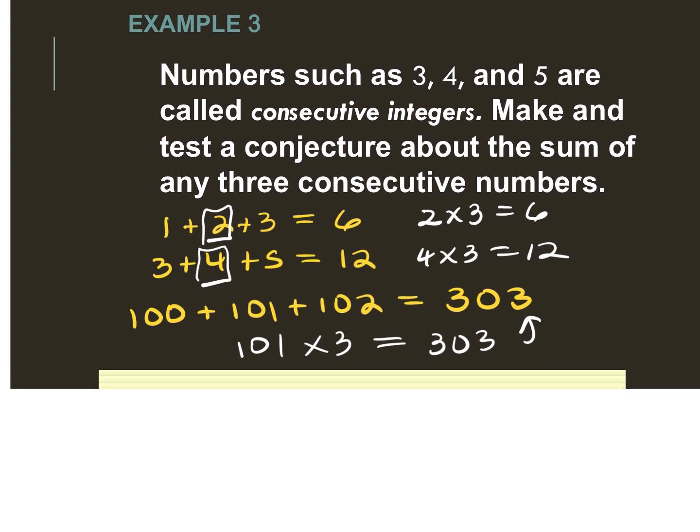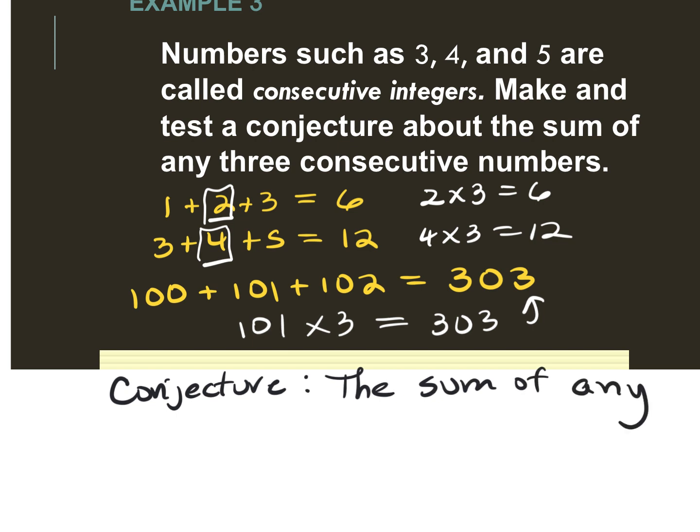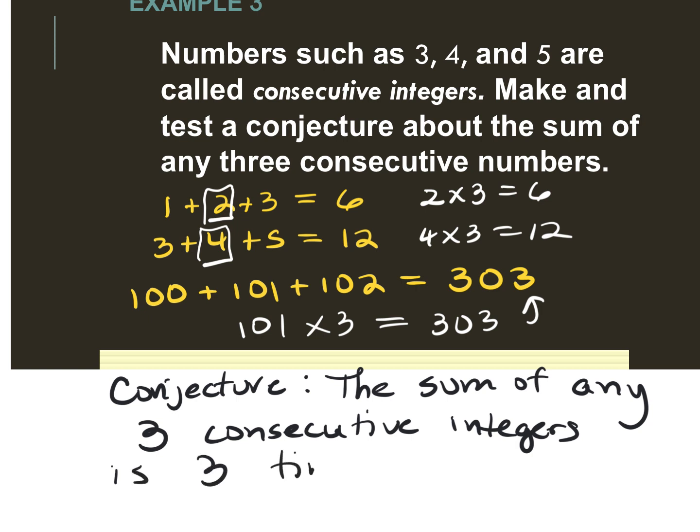So my conjecture, based on my observation, using my inductive reasoning, and again, it doesn't have to be worded exactly, something along these lines, I could state that the sum of any 3 consecutive integers is 3 times the second number.